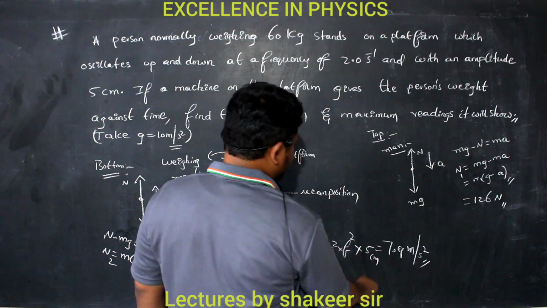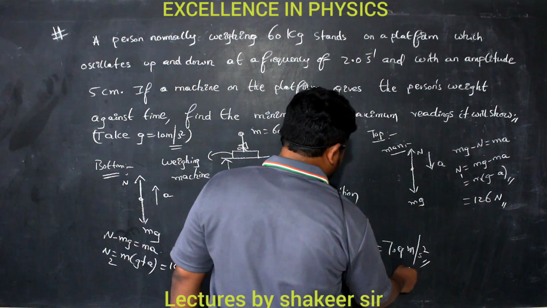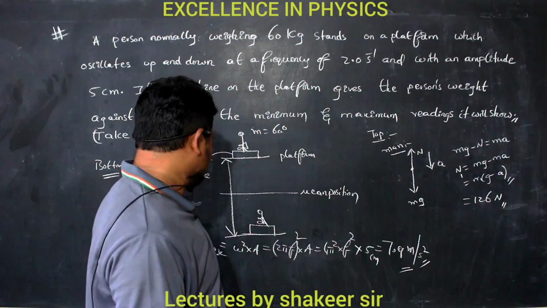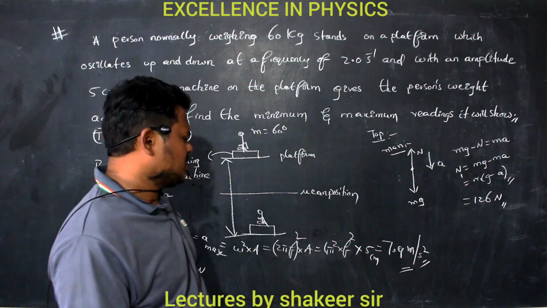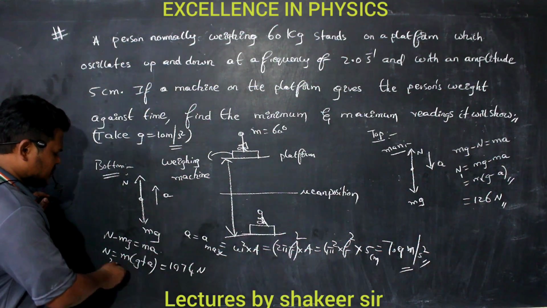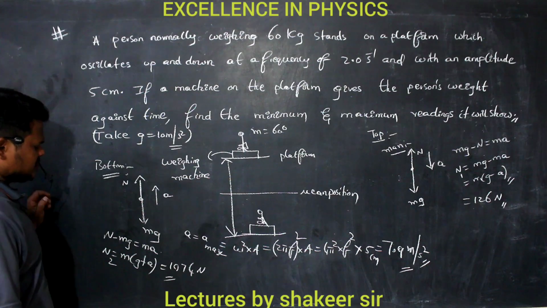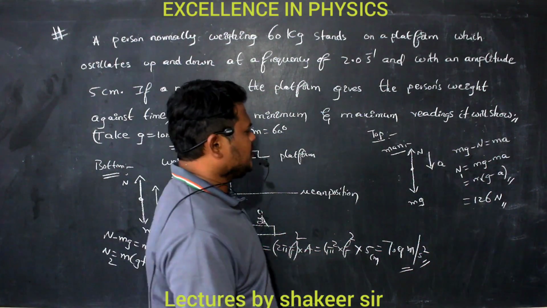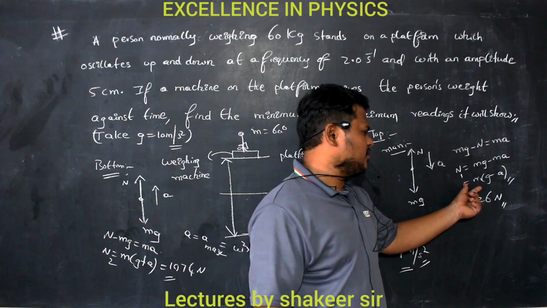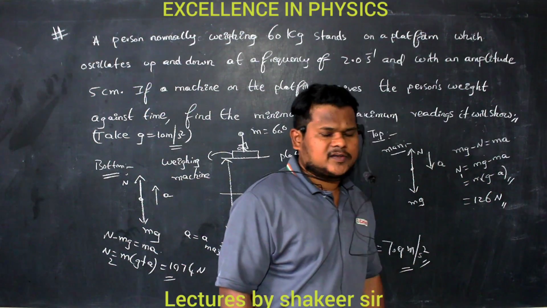So 5 centimeters we are taking, and if I convert in terms of the SI system, then the acceleration which I will get is 7.9 meters per second square. Take this acceleration, substitute in this relation, and I will get the maximum reading shown by the weighing machine, 1074 Newton. And here, again if I substitute the a value, then I will get 126 Newton.